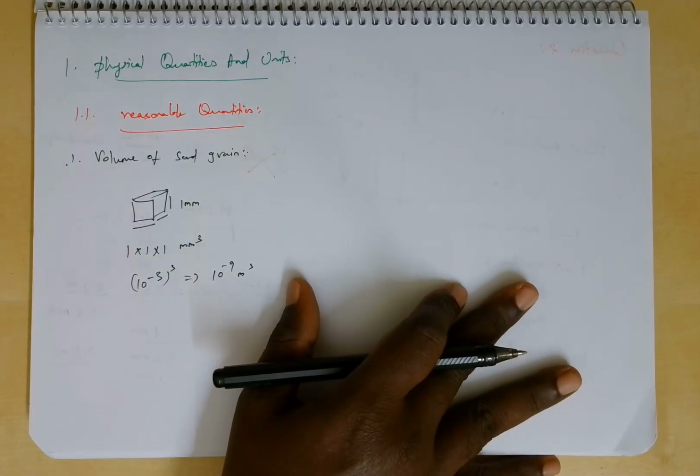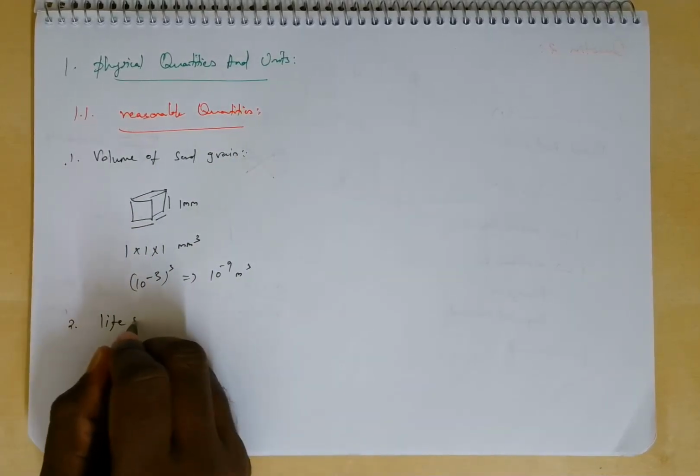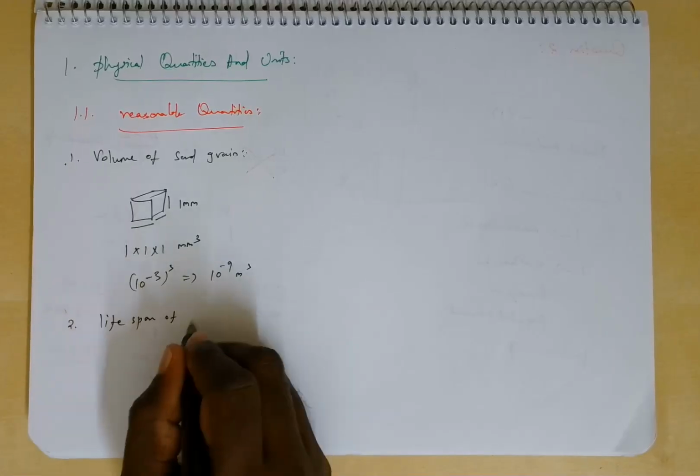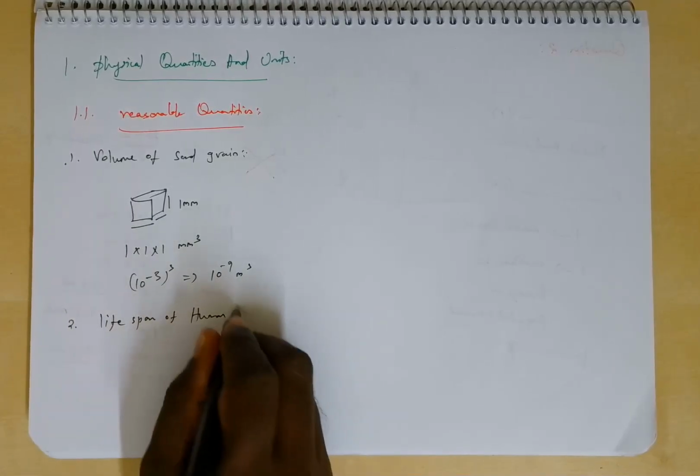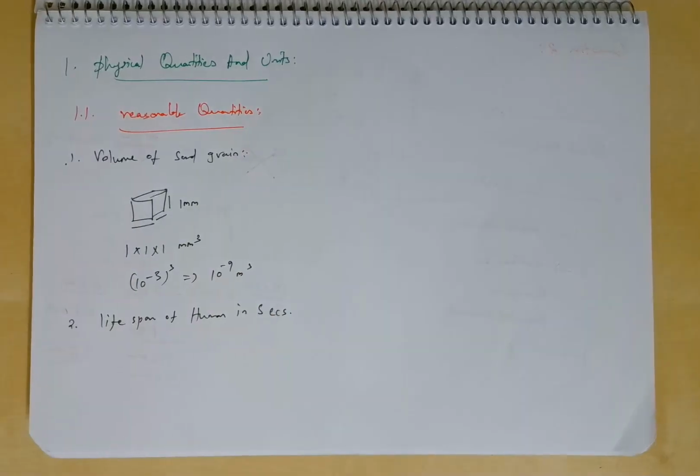Here is another one: lifespan of a human in seconds. Just an approximation. A very good assumption, 60 years.